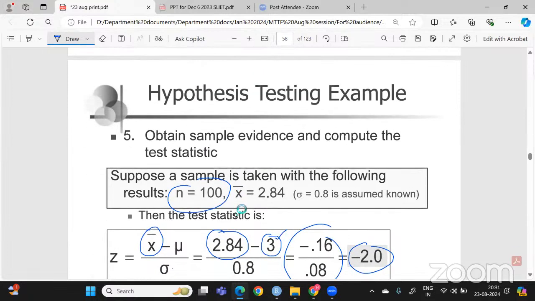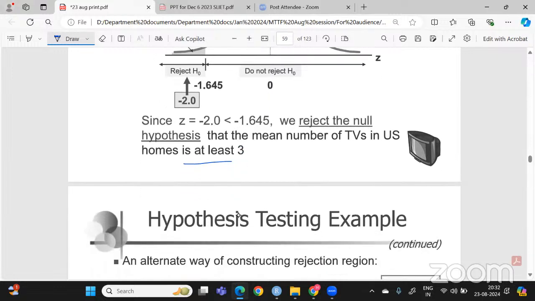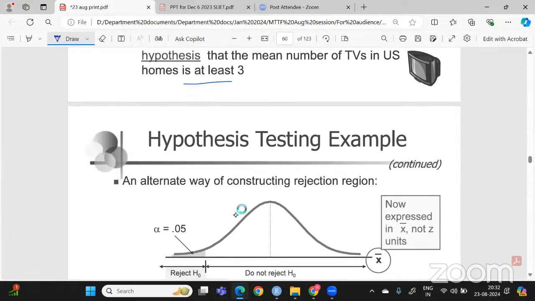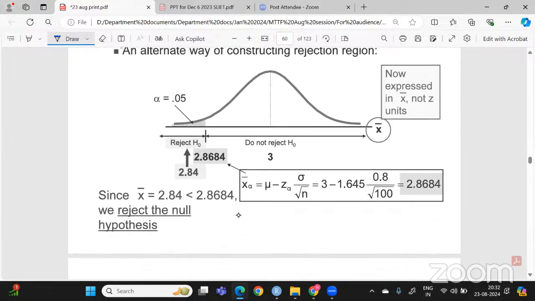So the statement that we have made is incorrect. So we reject the null hypothesis. Automatically, we can say that the statement that US homes have at least 3 TV sets is incorrect. So the correct statement is that they have less than 3 TV sets. Is the idea clear to all of you or not?